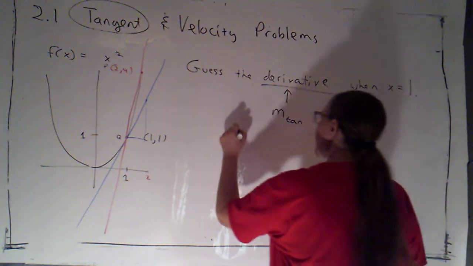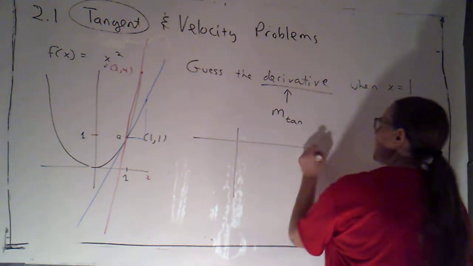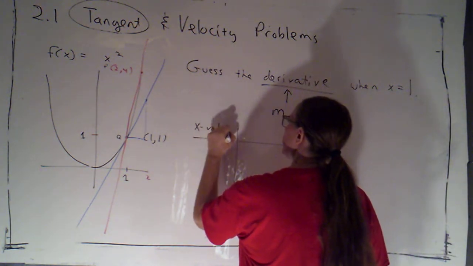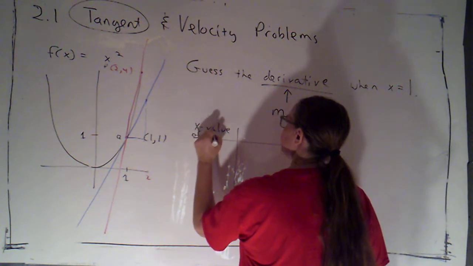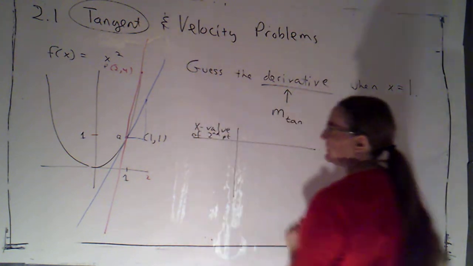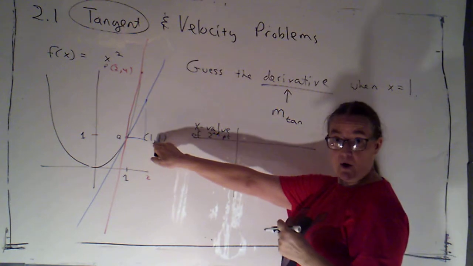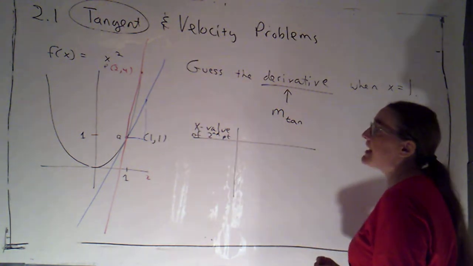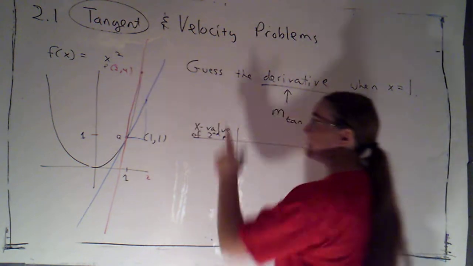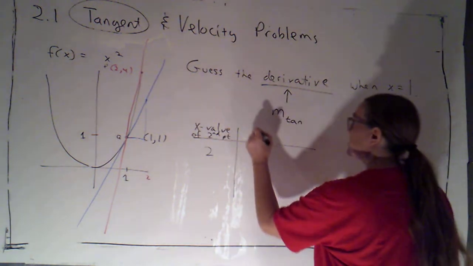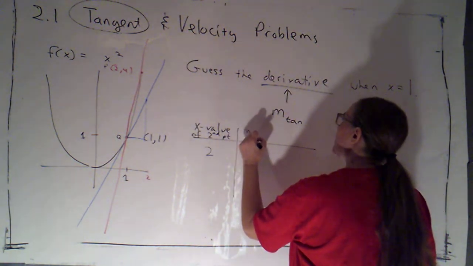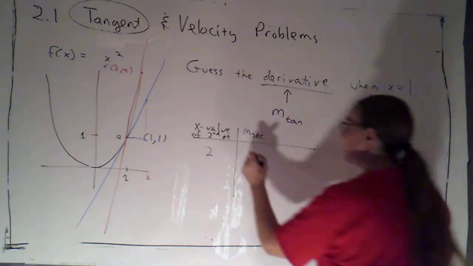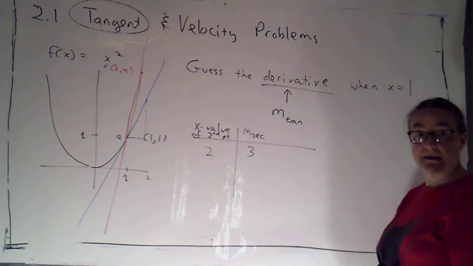So I'm going to create a table here where I'm just going to list the x value of the second point. Okay, so the first point is going to be (1, 1). That's my point of tangency. I'm going to list the x value of the second point. So the x value of the second point that we just did is 2. And then I'm going to write the slope of the secant line that we get. And what we got was 3.